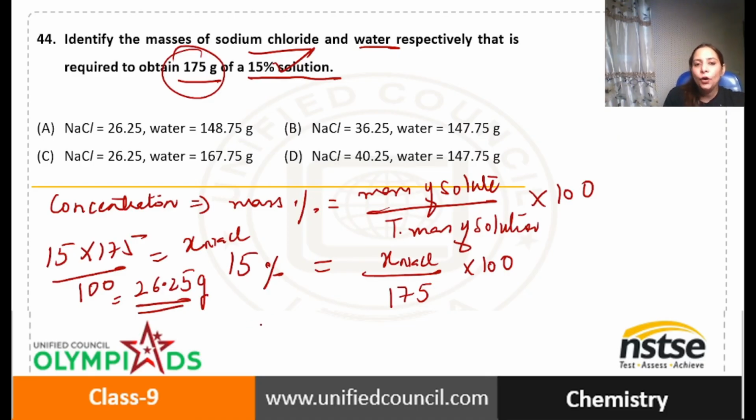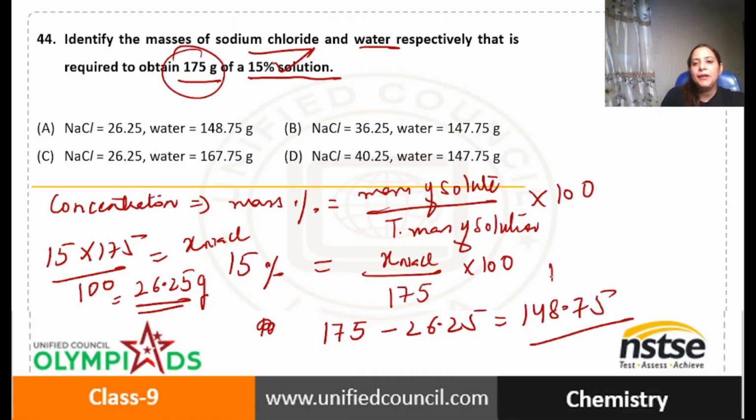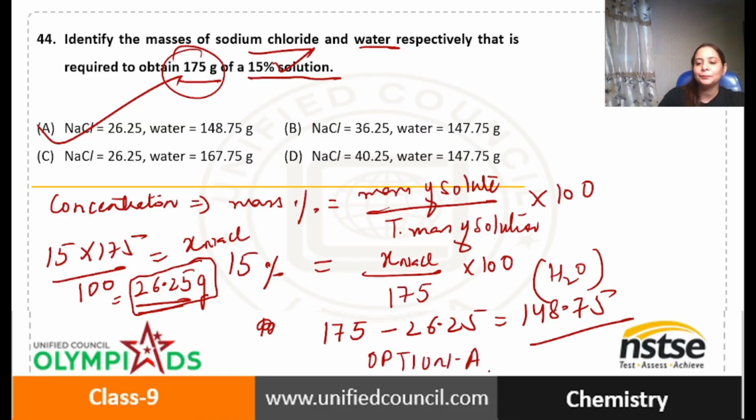So total mass minus mass of sodium chloride will give you the mass of water, which will come out to be 148.75. So that means mass of water is 148.75 and mass of NaCl is 26.25 grams. So that means here the correct option is option A. Correct answer is option A.